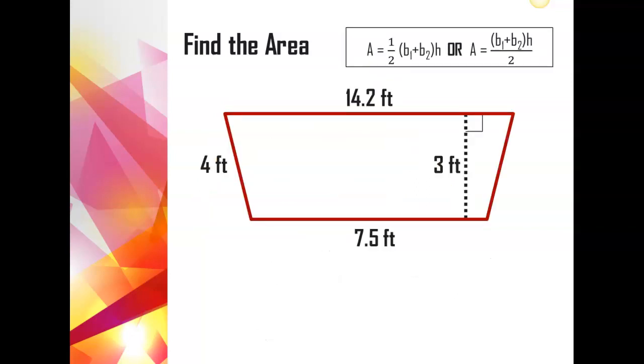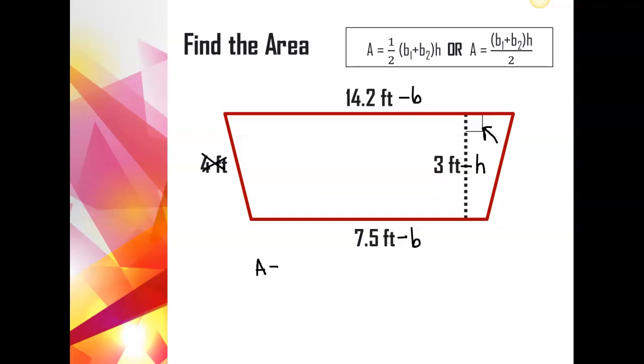Since there are 4 dimensions given for this trapezoid, we will first need to identify the bases and height and which dimension is not used. The bases are the parallel sides, so those would be 14.2 and 7.5 feet. The height always meets the bases at a right angle or is perpendicular to them, so we know that the height is 3 feet. 4 feet will not be used in our calculation.